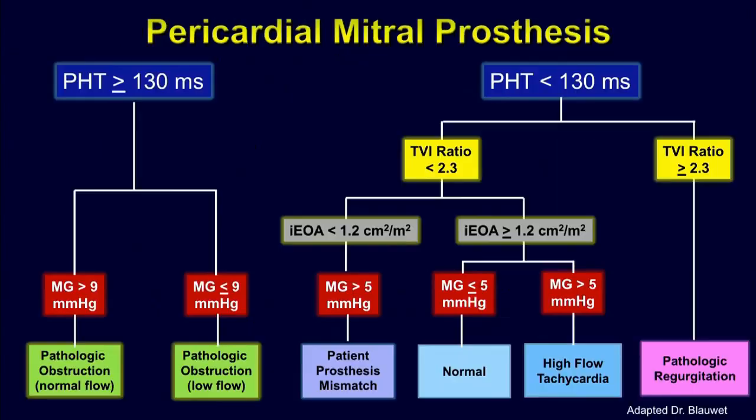So let's take a look here. This patient's pressure half-time was prolonged, greater than 130 milliseconds. So once the pressure half-time is prolonged, this is going to be pathologic obstruction. High E-wave velocity, mean gradient give us a clue that there's a problem. The next step is to look at the pressure half-time. If it's prolonged, this is going to be pathologic obstruction. Here the gradient was 10, and so this represents pathologic obstruction.